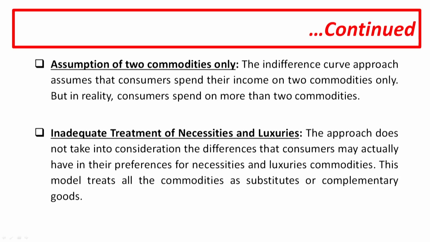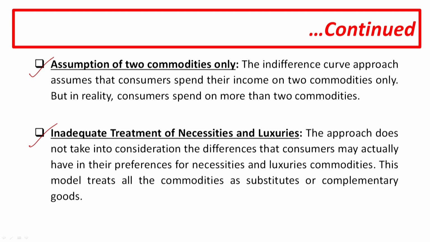Assumption of two commodities only. As per this theory, only two commodities are considered to be consumed. But in reality, consumers are consuming more than two commodities. So this is the criticism of this theory, which considered only two commodities to be used.